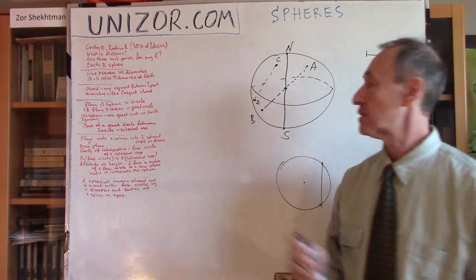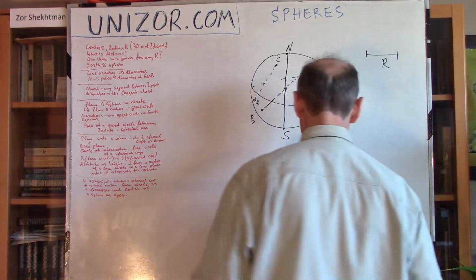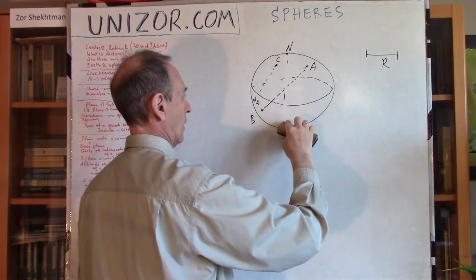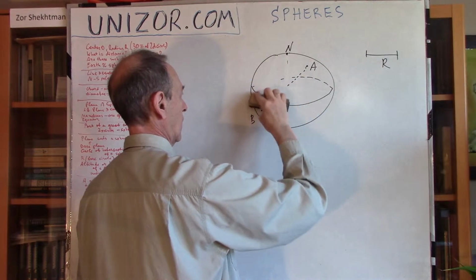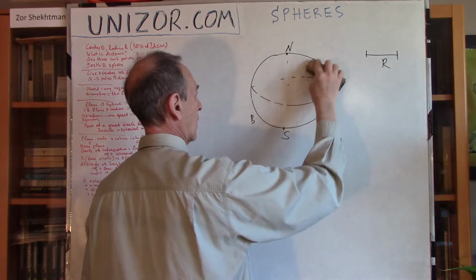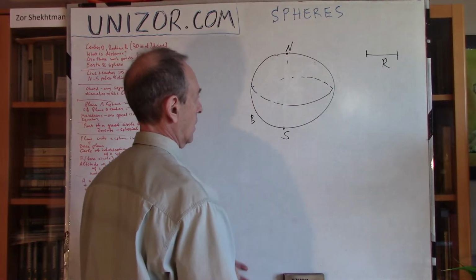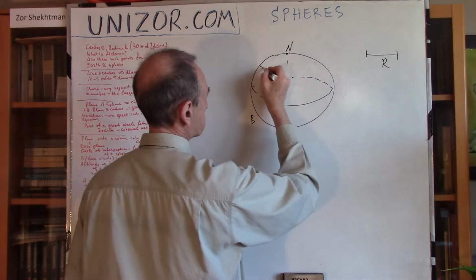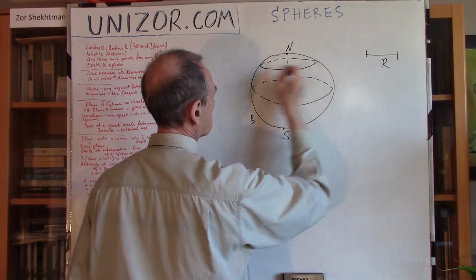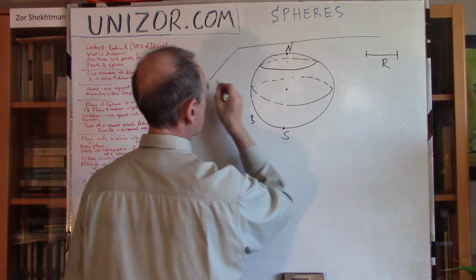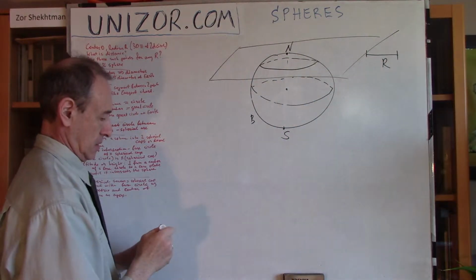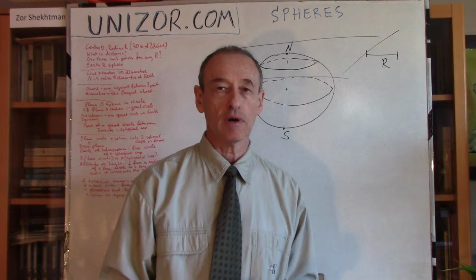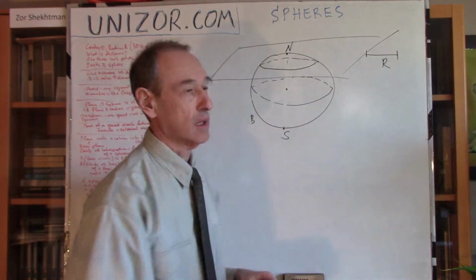Okay, next we are intersecting a sphere with a plane. So let's consider we have a plane. And the plane intersects a circle, and this is a plane. So this horizontal plane intersects a sphere, and it basically cuts it in some way.